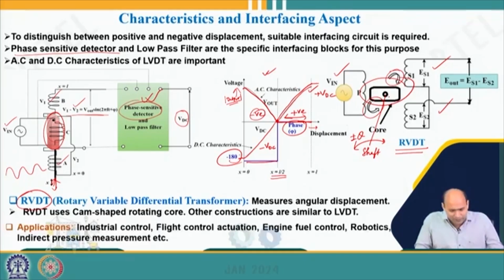Fine. Now let us look at the important applications of these position sensors, including the potentiometer, LVDT and RVDT. We can use them widely for various industrial control applications. Then we have flight control actuation purposes. We can use them for engine fuel control actuation. Then we have various robotics applications, and also we can use them for indirect pressure measurement. How can we do that?